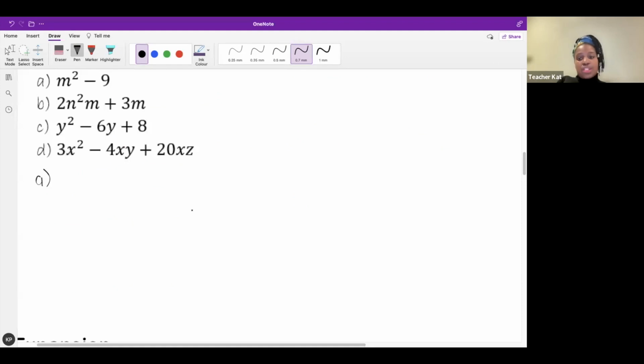What method of factorization are we going to use there? Nice, Alice, which means I'm going to open my two brackets. What will my two factors be inside my brackets? M and 3. Great, and then my symbols. I'm going to have a plus in one and a negative in the other. Wonderful.